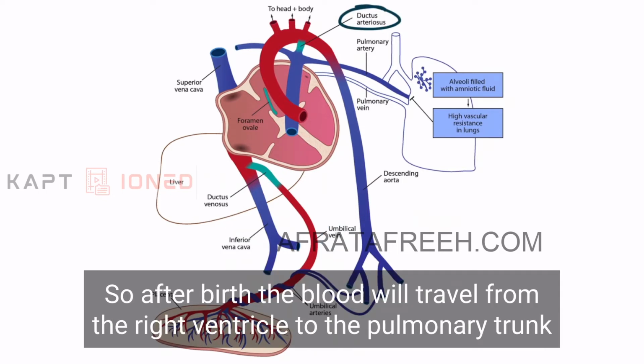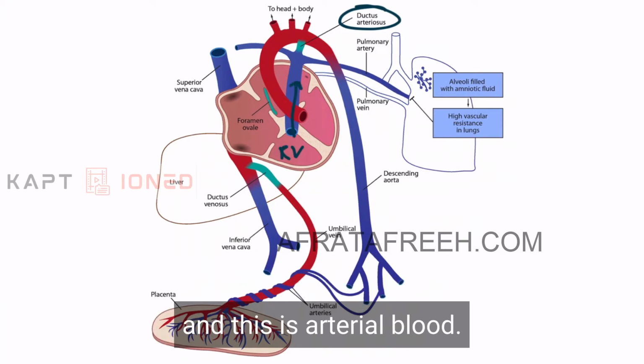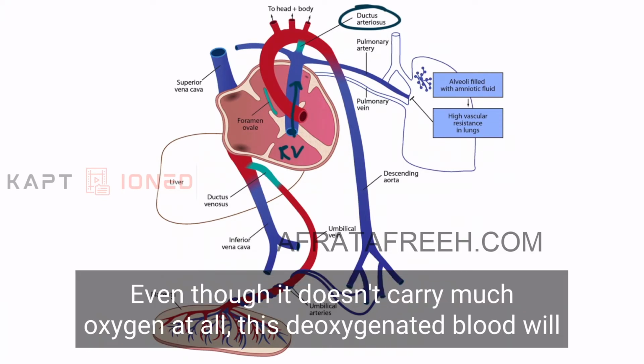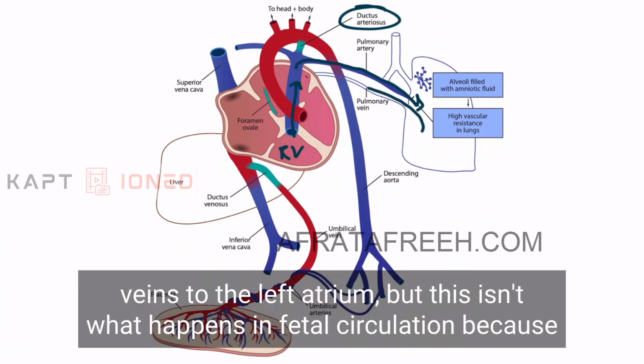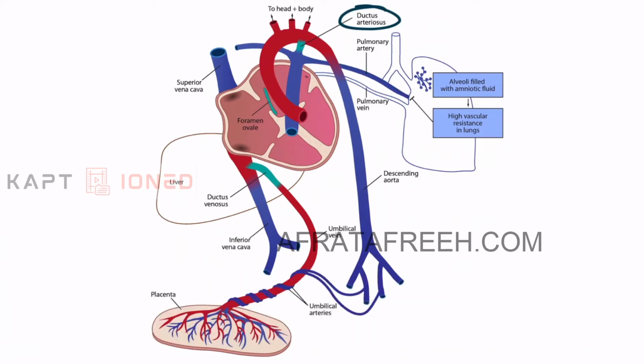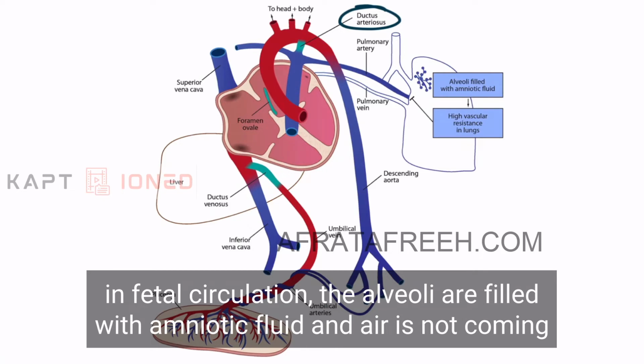So after birth, the blood will travel from the right ventricle to the pulmonary trunk, and this is arterial blood even though it doesn't carry much oxygen at all. This deoxygenated blood will enter the lungs where it can get oxygenated. This blood will then travel through the pulmonary veins to the left atrium. But this isn't what happens in fetal circulation, because in fetal circulation, the alveoli are filled with amniotic fluid, and air is not coming in.